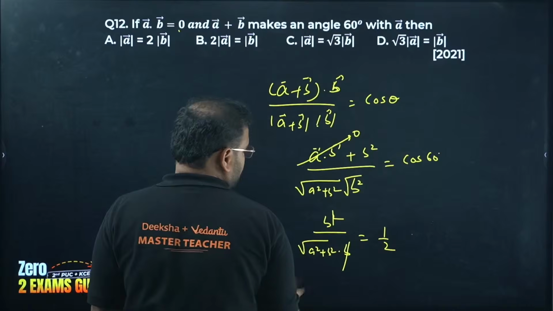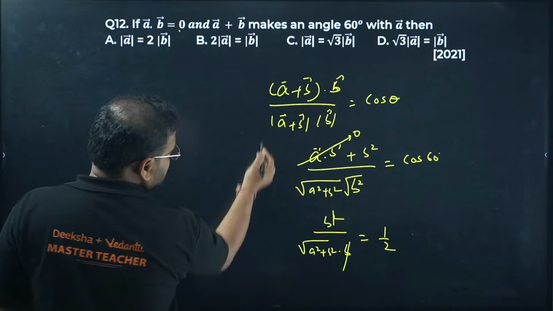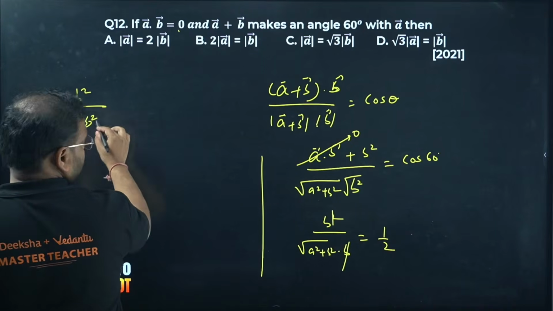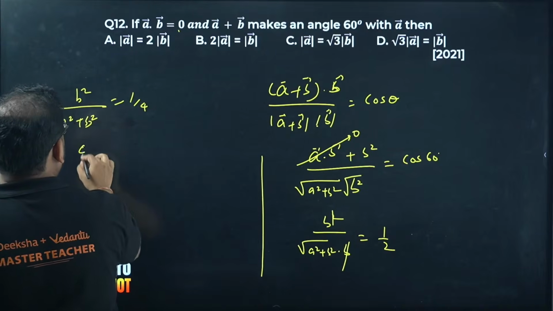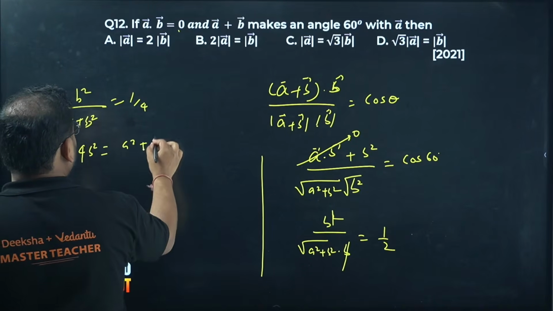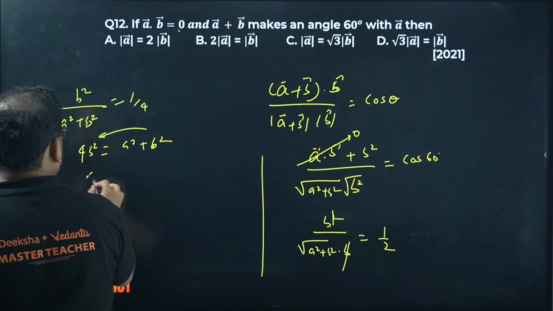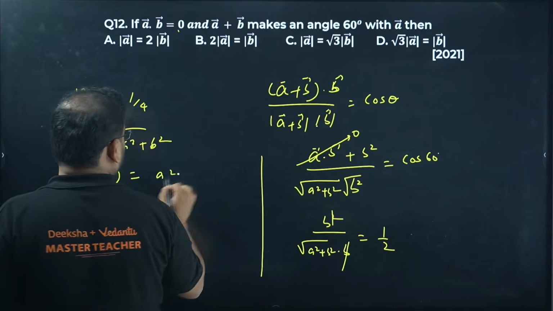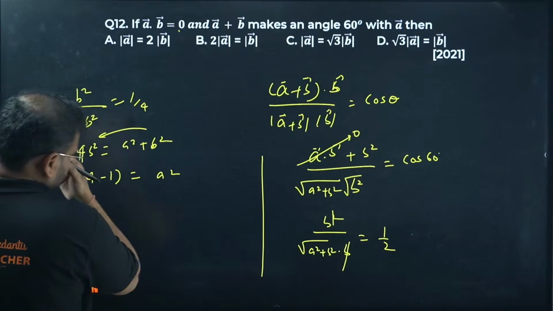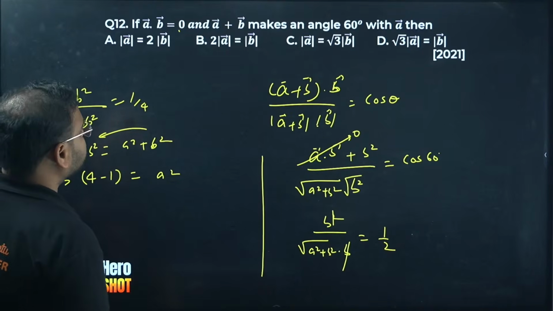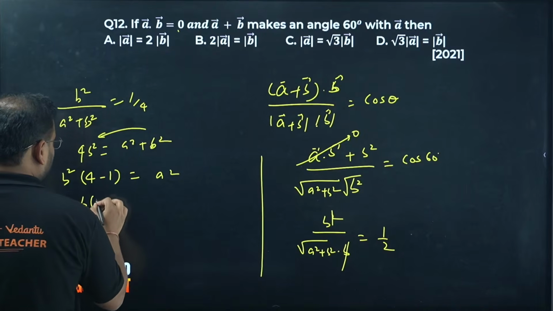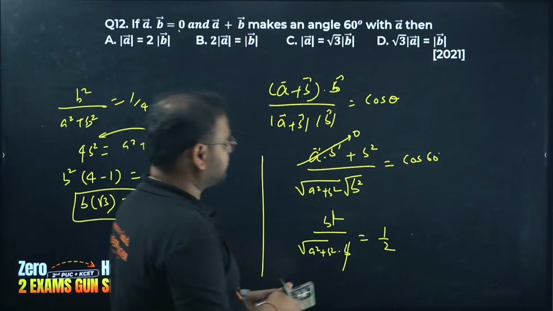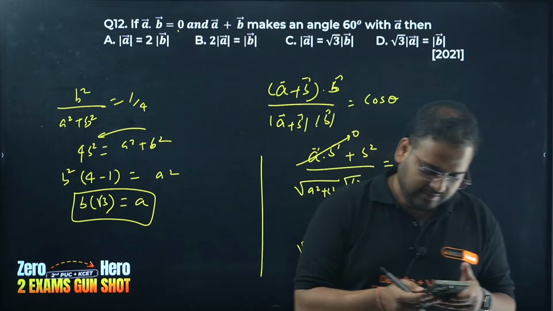Okay, this is cancelled. Now just simply take a square on both sides. You'll get here B square upon A square plus B square equals to 1 by 4, cross multiply, you get 4B square equals to A square plus B square. On this side you get 4 minus 1, B square equals to A square. Take the root. Now something I have done wrong, have I? So you should get this value as B into root 3 should be A. Is the answer right, guys? Have I messed up in this question somewhere?